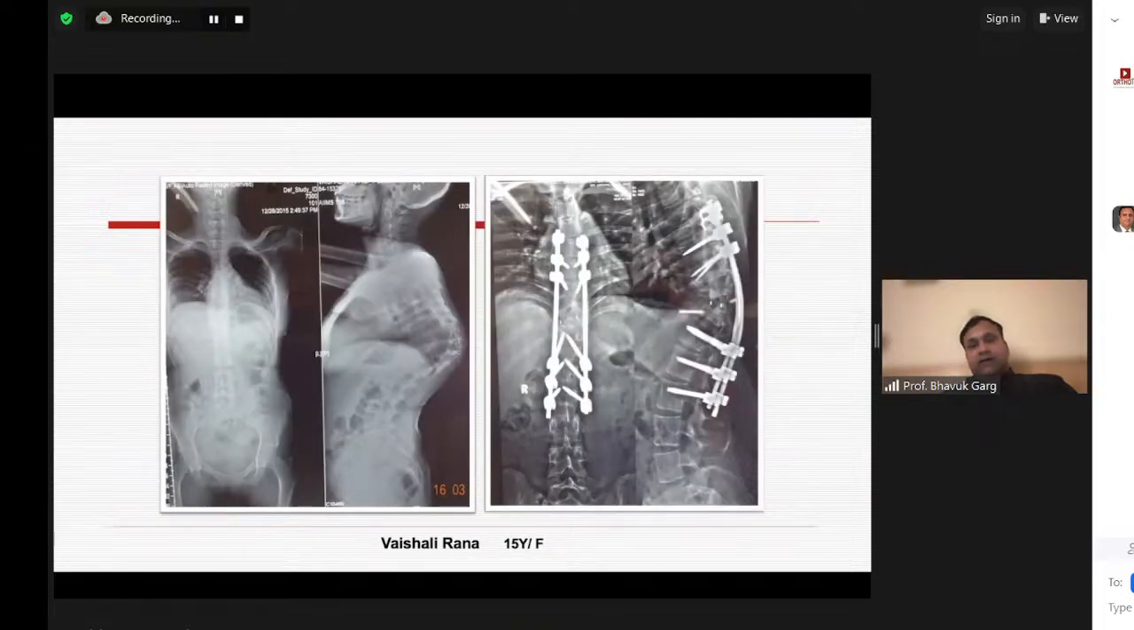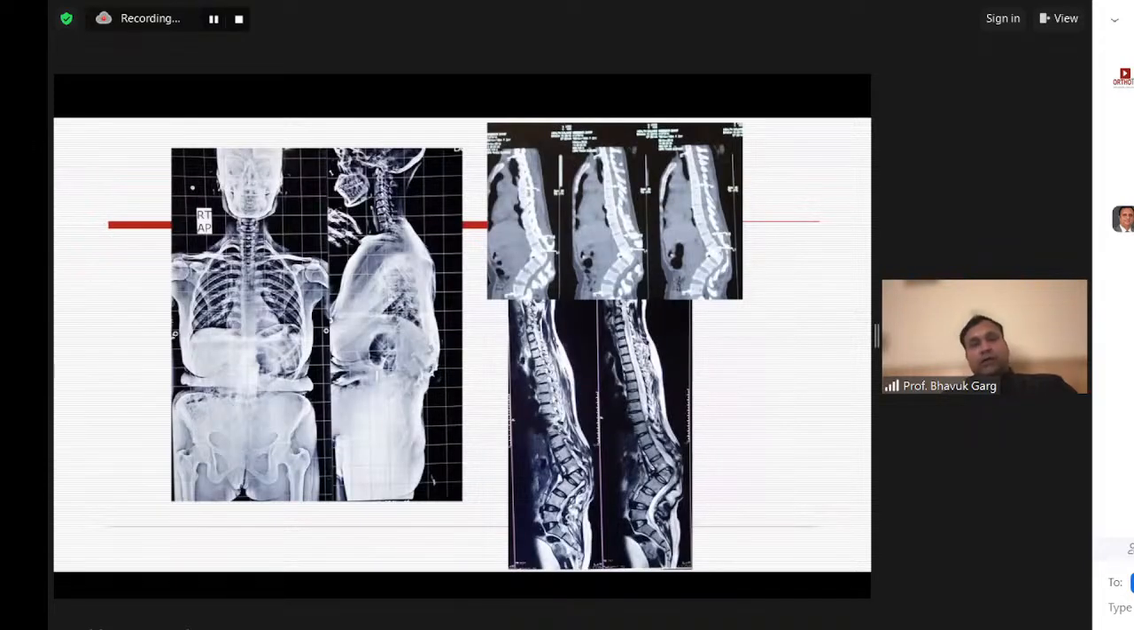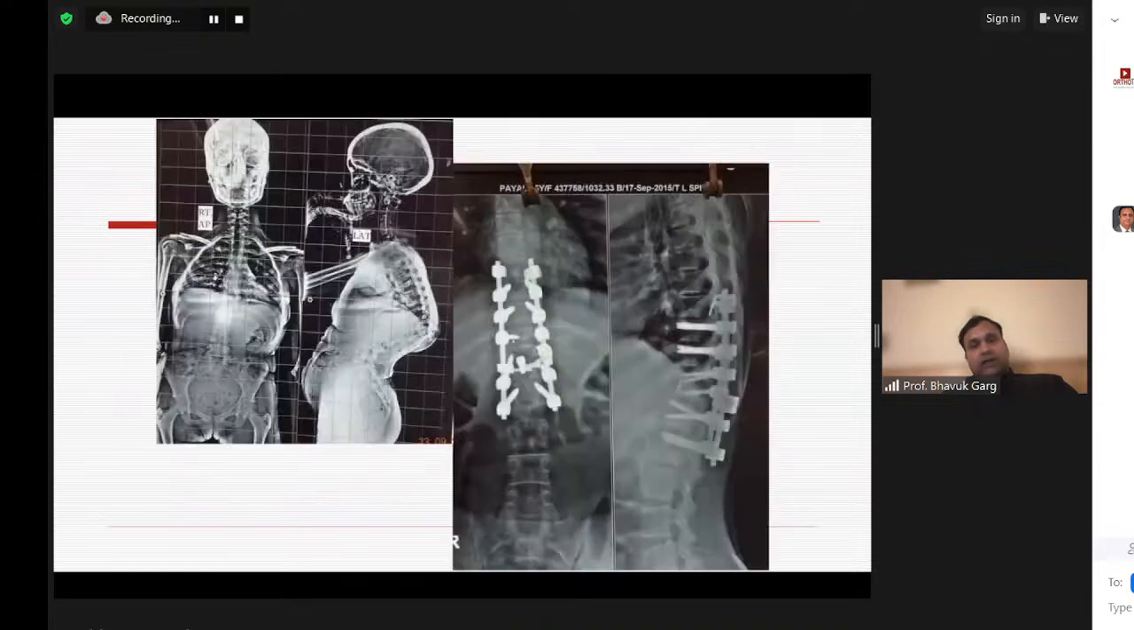Again, another VCR at the dorsolumbar junction. This is a double hump deformity, post-tubercular. Again, I had to use the VCR for this case.